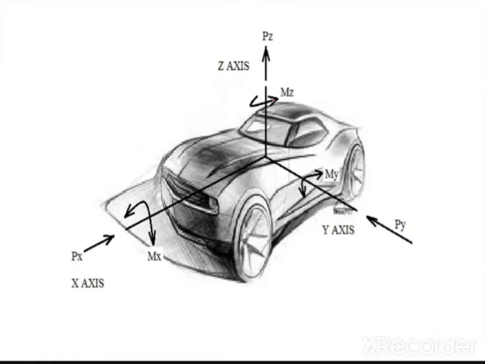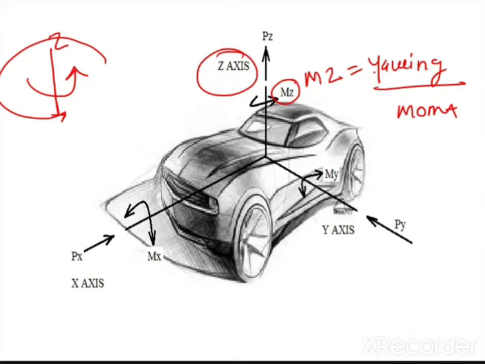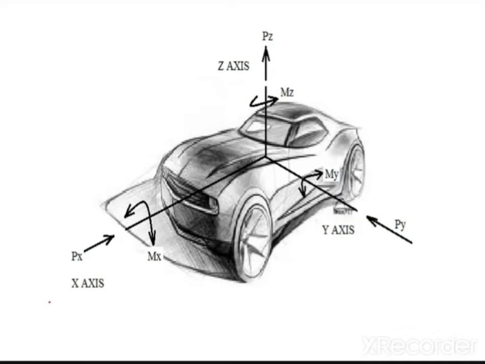And see, this Mz is nothing but a yawing moment. It is called a yawing moment. Yawing moment means what? About the z-axis. See, your vehicle is having a movement about the z-axis. So this movement about the z-axis, that is the Mz, is called a yawing movement. So the vehicle is moving about the z-axis. About the x-axis, rolling movement. About the y-axis, pitching movement. Now tell me, have you understood? So the same will be the case of the ship. There is no change. Is it okay? Is it clear or not?